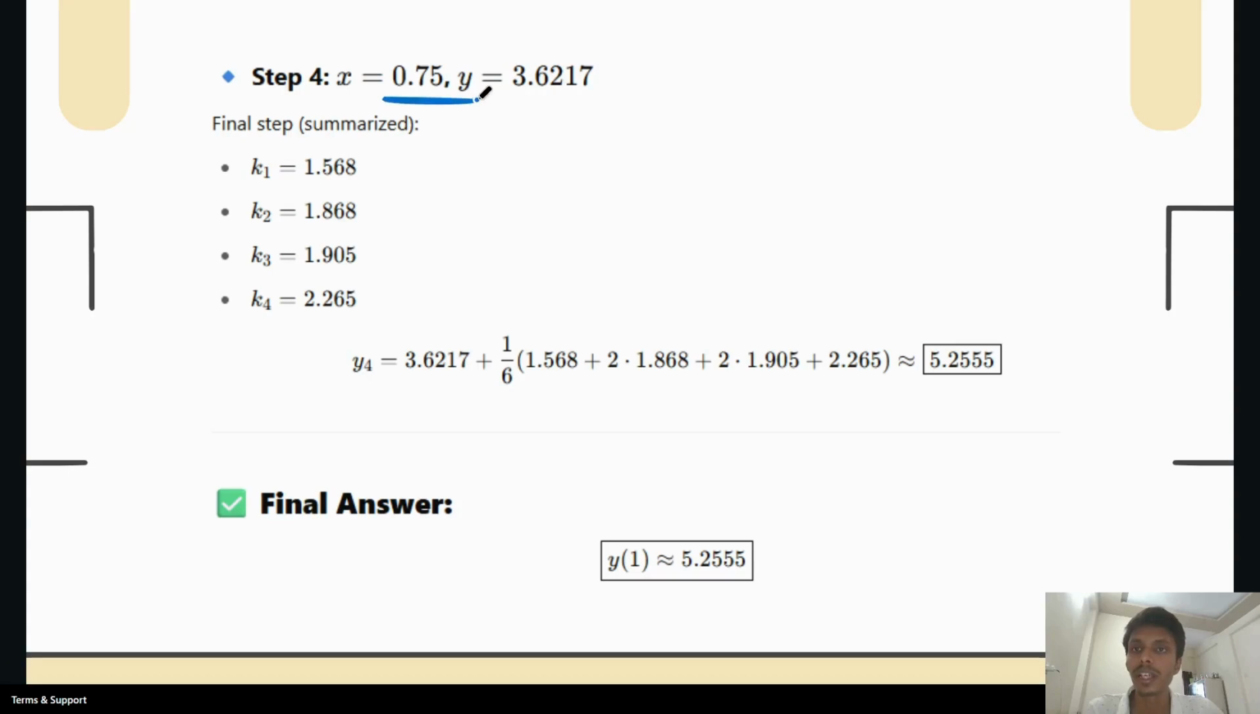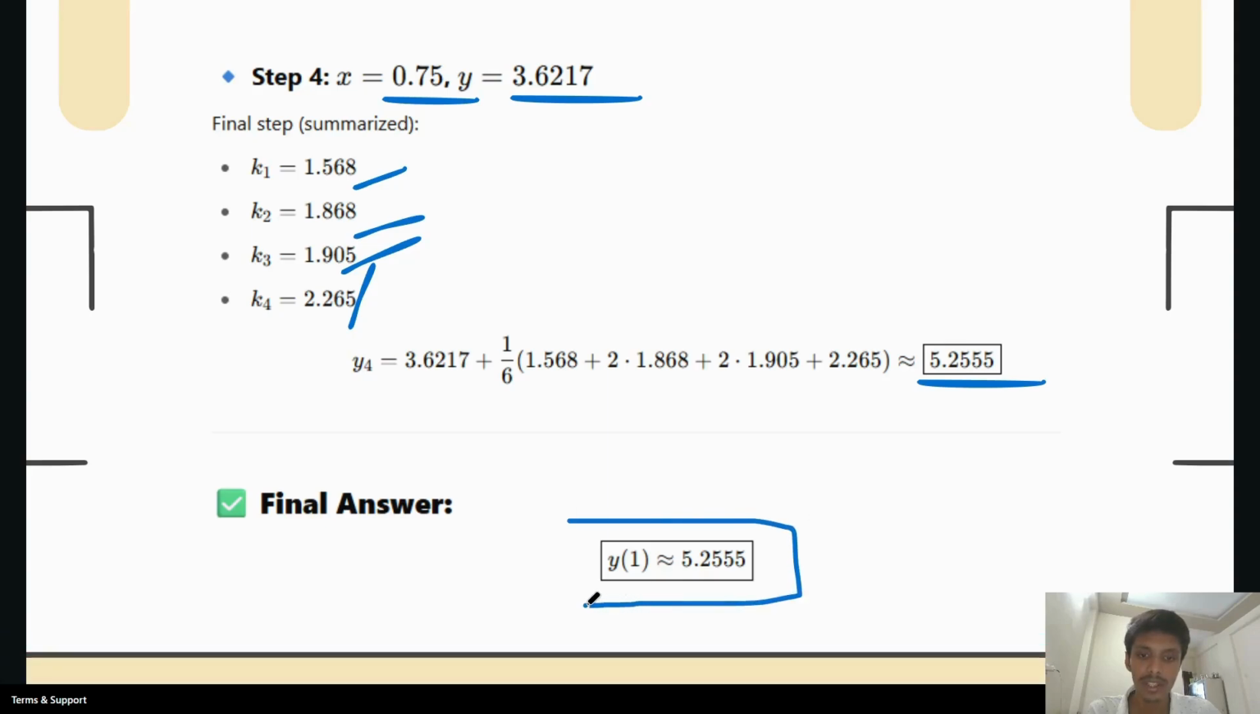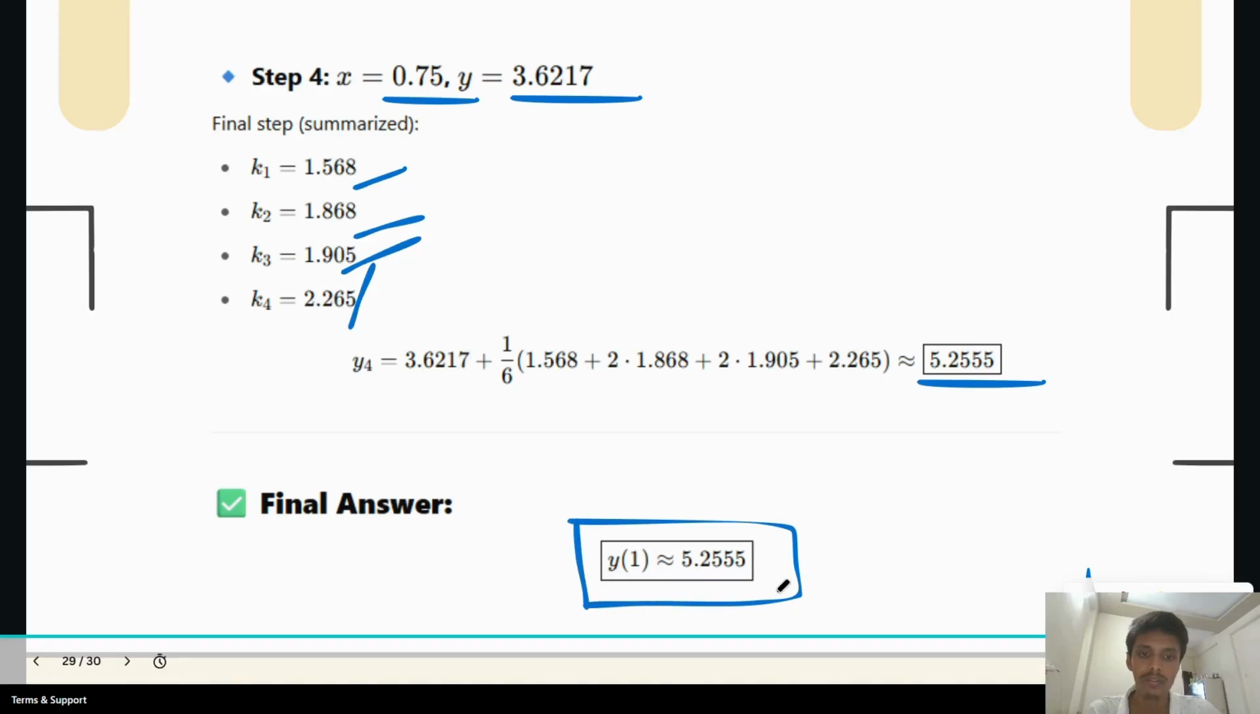In step 4, we take x equal to 0.75 and y equal to 3.6217. So the value of k1 is 1.568, k2 is 1.868, k3 is 1.905, and k4 is 2.265. After computing these values of k1, k2, k3, k4, y4 gets to 5.2555. The final answer becomes y1 equal to 5.2555.